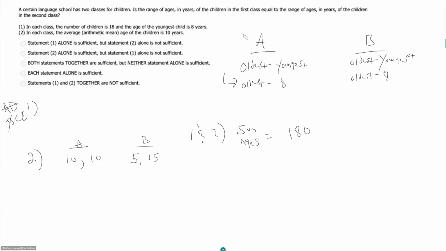At least one of the kids is 8 years old, but there's still many possible mixes of ages for the rest of the kids to get to 180. So it doesn't look like there's going to be any way to definitively determine how old the oldest kid is in either of the classes. And so even together, this is going to be insufficient.